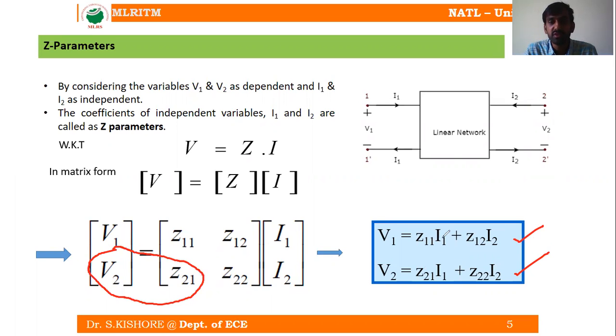Now the coefficients of the independent variables, I1 here and I1 there, and I2 here and I2 there, are going to be our Z parameters. That is Z11, Z12, Z21 and Z22. These are your Z parameter values. So how do we obtain these Z parameter values?